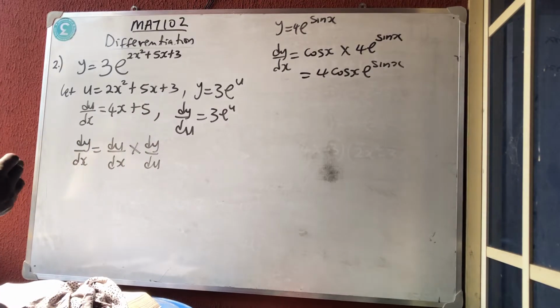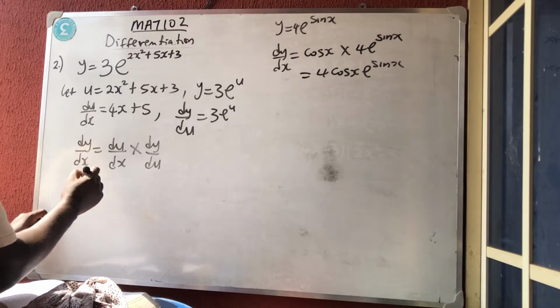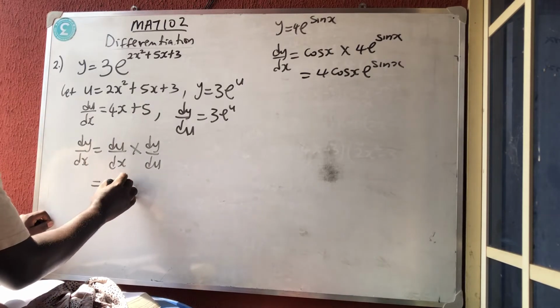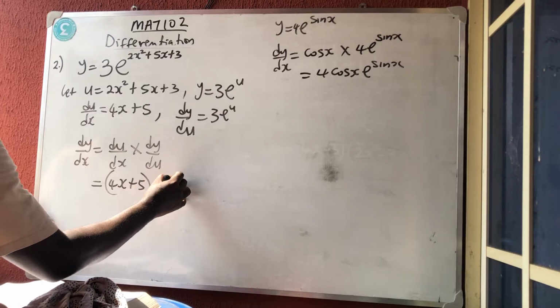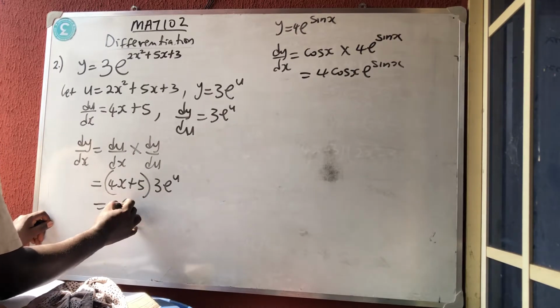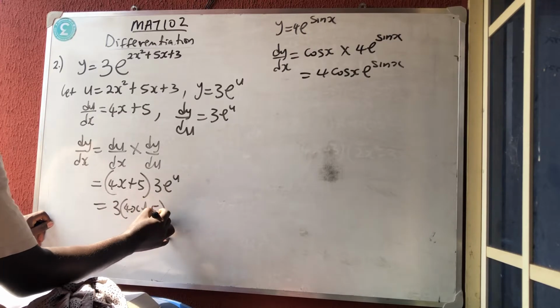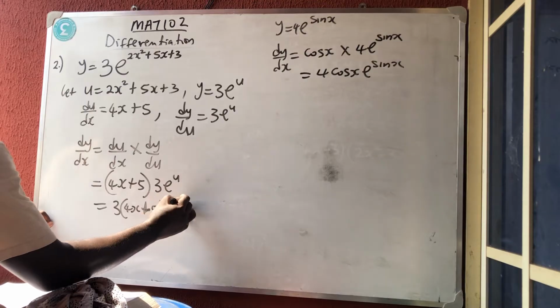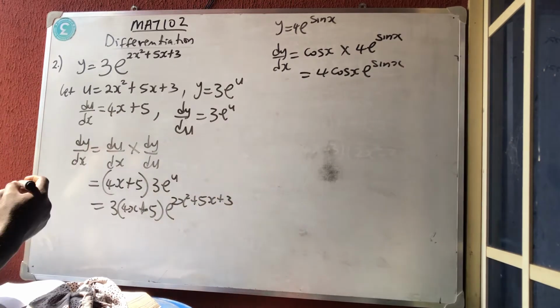So let us do that. If we do that, I'm having 4x plus 5 in bracket of 3 e raised power u, which is 3 bracket 4x plus 5, then e raised power, what is my u? 2x squared plus 5x plus 3. Okay, so that is that.